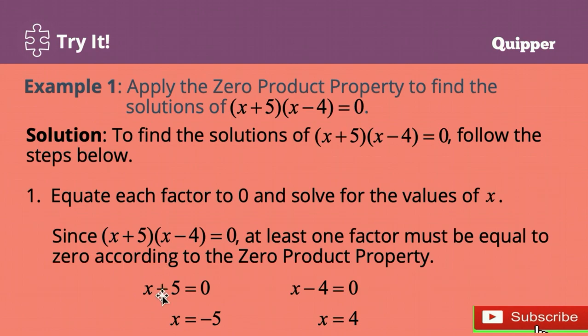So you have x plus 5 is equal to 0. We are now equating x plus 5 to 0. Then transpose this positive 5 to the other side and it becomes negative. So the value of x here is negative 5. And for the other factor, x minus 4 is equal to 0. Transpose this negative 4 to the other side and it becomes positive 4. And x is equal to 4.